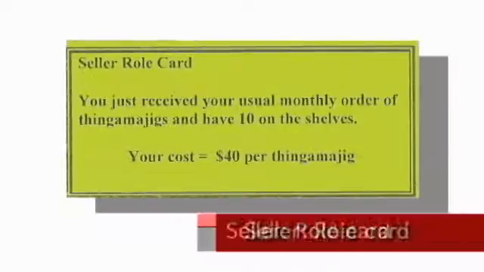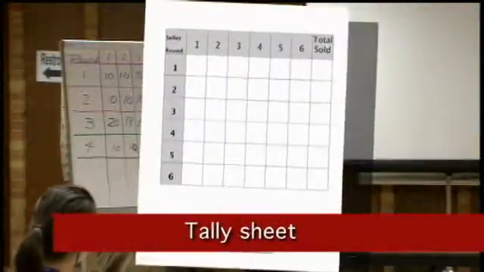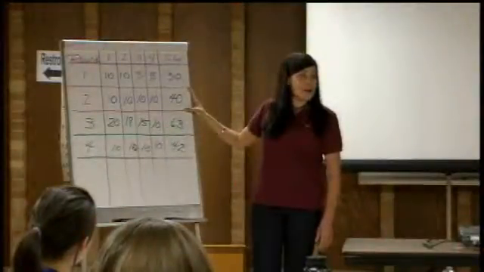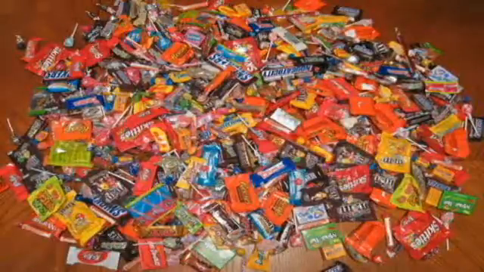Each seller will need their own seller roll card, a how to get more card, and a seller transaction record, and it has room for you to write. Additionally, you'll need a transparency of the tally sheet to keep a record of these transactions. This can also be done easily on a whiteboard or a smartboard. And of course, you'll need some candy or something of value that the students can purchase at the end of the activity with their profits.